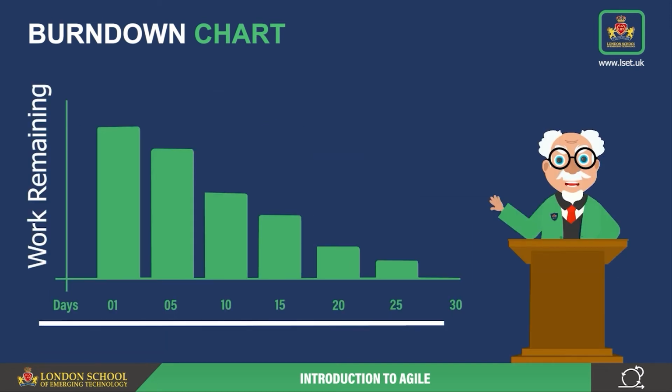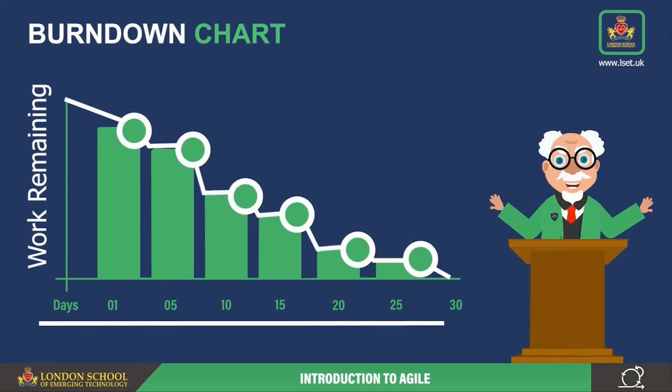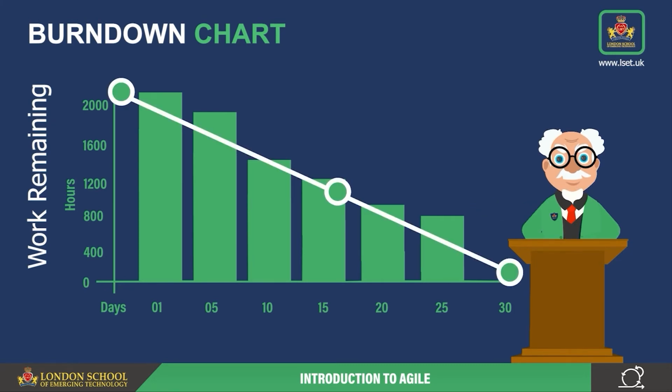A day-by-day measure of the amount of work that remains in a project is shown by the burndown chart. This graph shows how the amount of work remaining bounces up and down on a daily basis. However, it tends to zero in the long run. The burndown chart provides historical information, so it is easy to see if the team is on the right track or not.